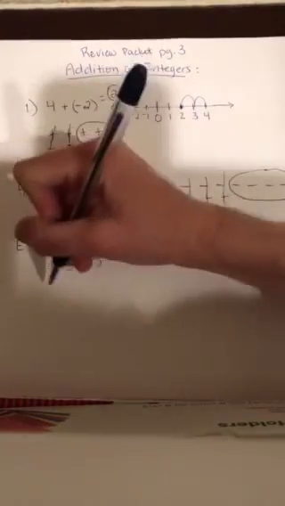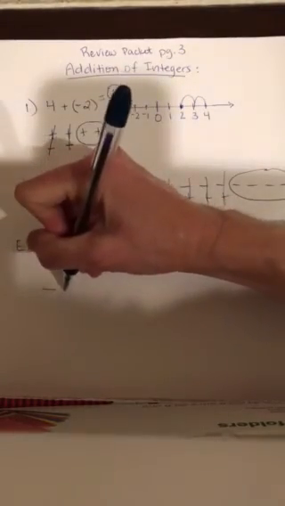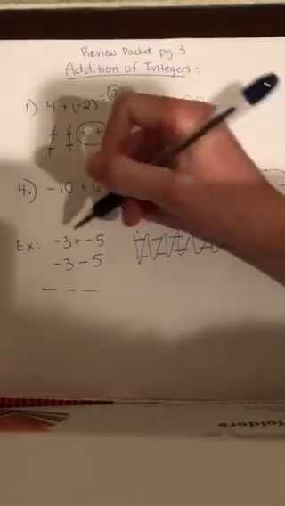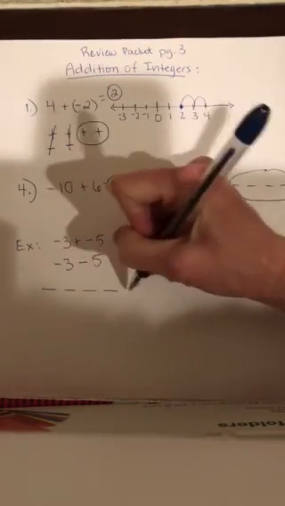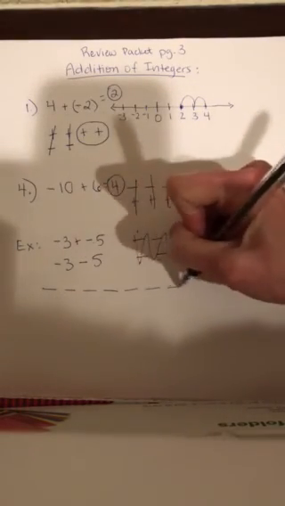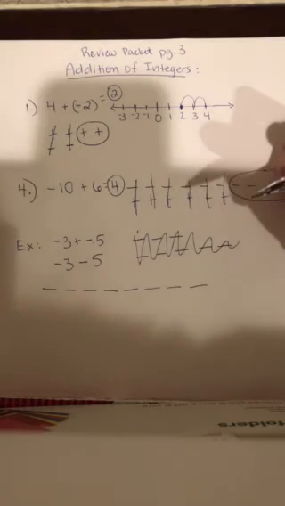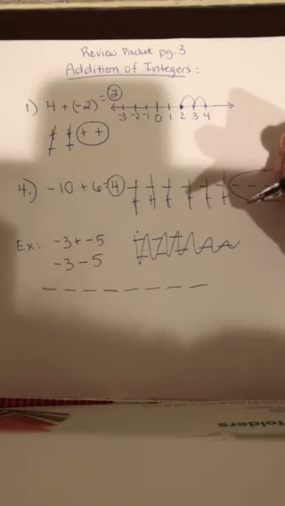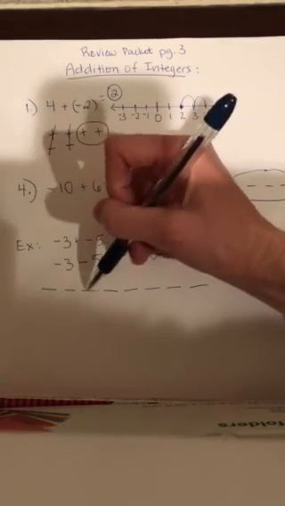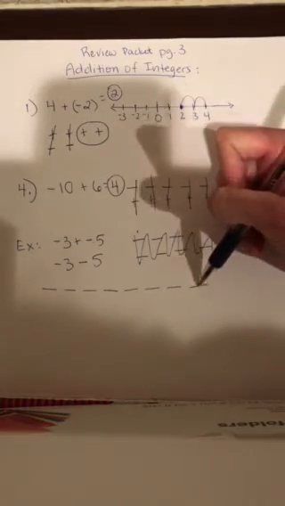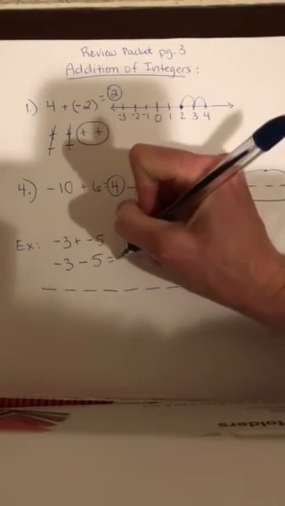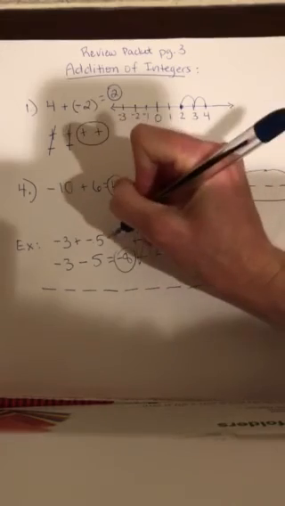So let's start here. -3, -1, -2, -3, plus a -5, -1, -2, -3, -4, -5. And how many negatives is that? It's 8, -8. 1, 2, 3, 4, 5, 6, 7, 8. So -8. They're both the same.